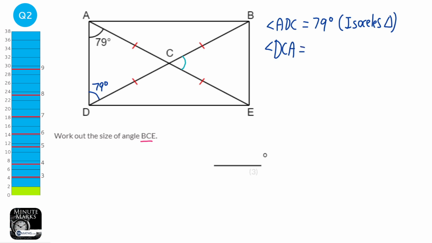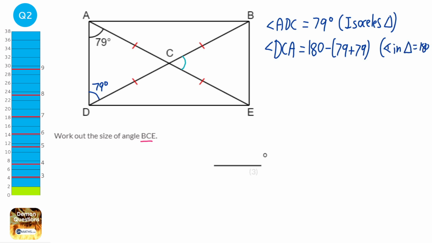And to work out what this angle is, we're going to take it away from 180. So we're going to do 180, take away the two 79s we've just worked out. And the reason for that is angles in a triangle equal 180 degrees. Okay, so when we do that, we do 180, take away the 158, and we're left with 22 degrees. So we know that this is going to be 22 degrees.